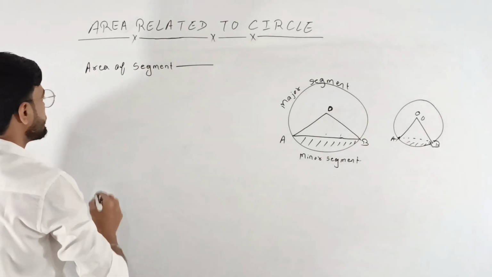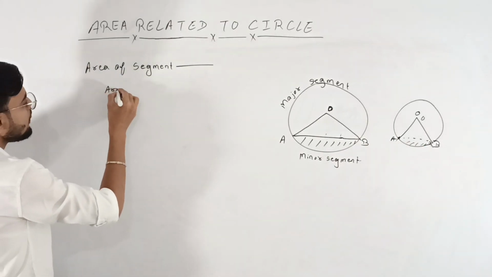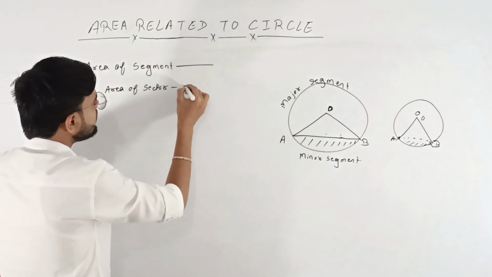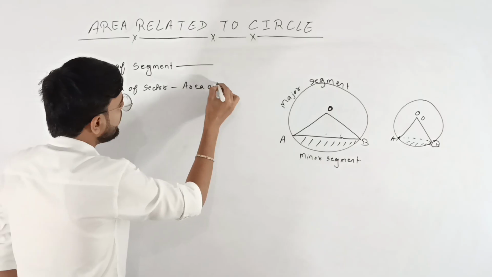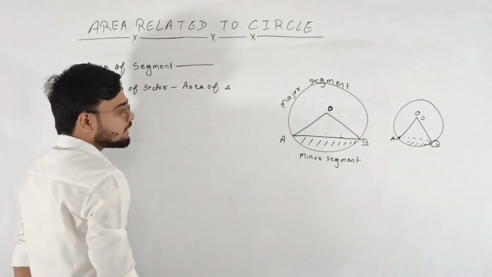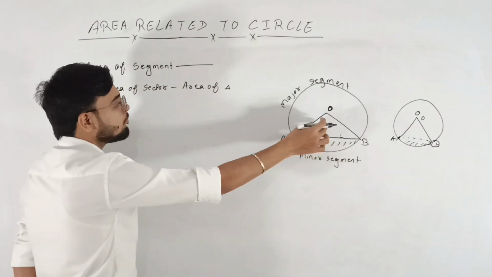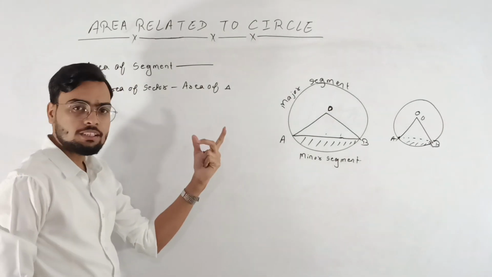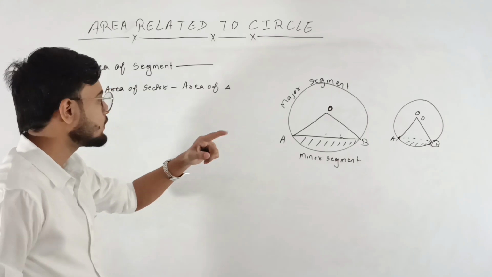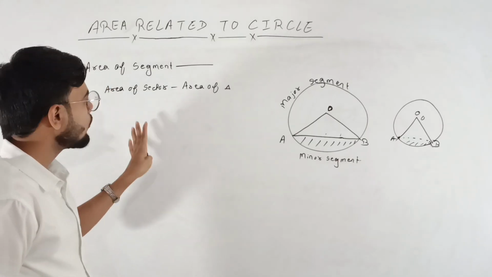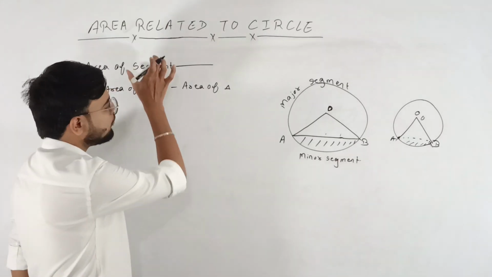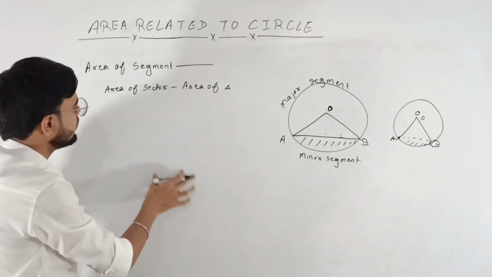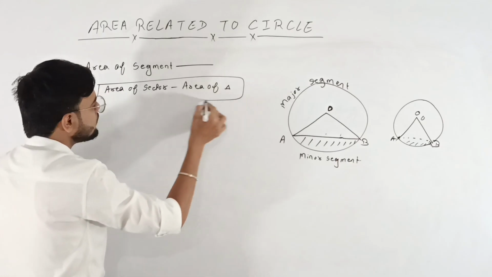So area of segment is what? Area of sector minus area of triangle. Which sector? This one is minor. If I don't write any minor or major, then we are talking about the minor segment. If I write major, then we are talking about the major segment. So the area of the minor segment is the area of the minor sector minus the area of the triangle.